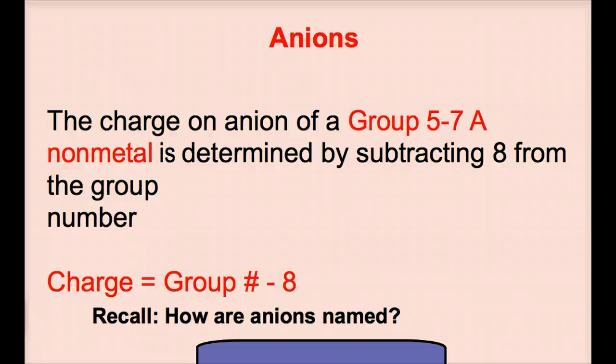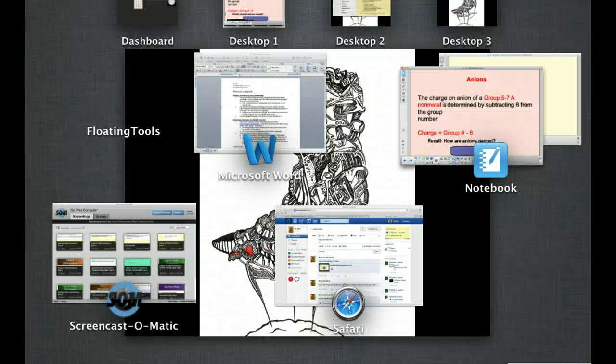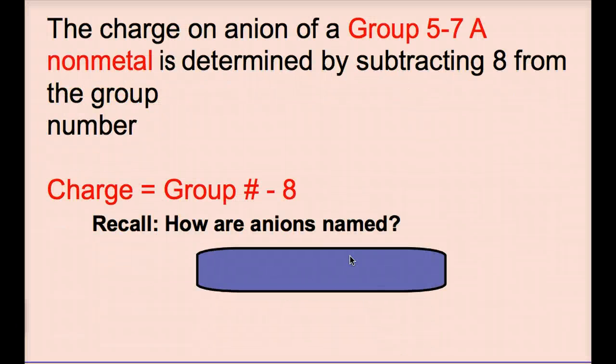What we'll do is let's take a look at this next section right here. Our anions. Okay, so our anions, the charge of an anion of a group from group 5 to 7A is always a nonmetal. What we're going to do is subtract 8 from the group number. So our charge is always the group number minus 8.